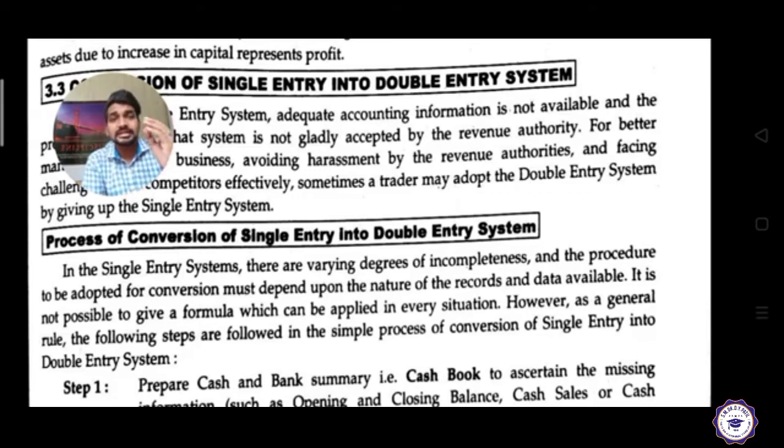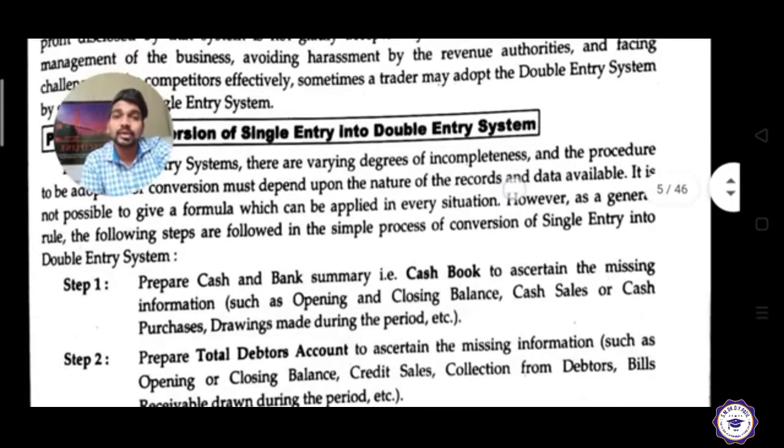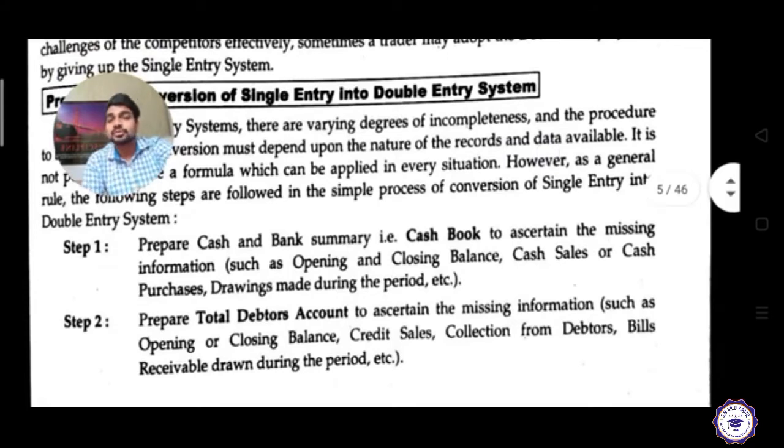Students, the steps given below for converting single entry into double entry, you have to see and understand very carefully. So first of all, we will prepare a cash book summary, that is cash book, to ascertain the missing information.